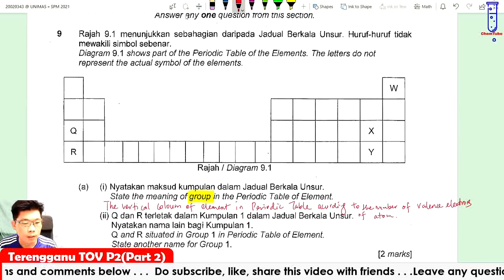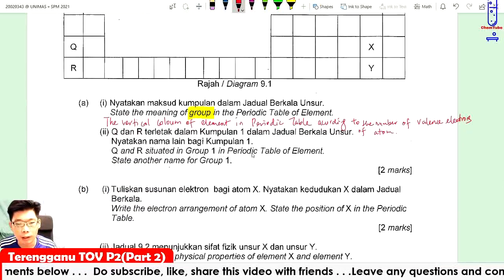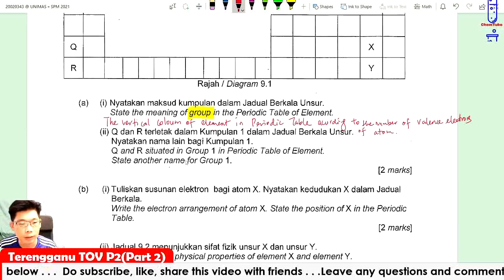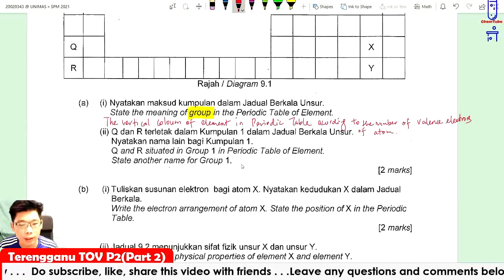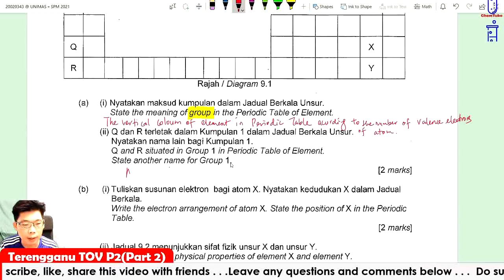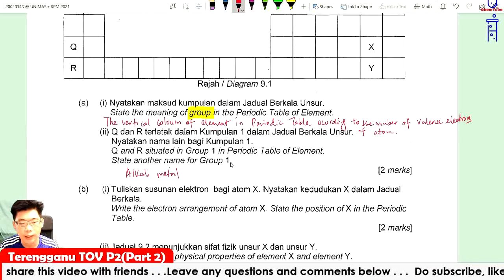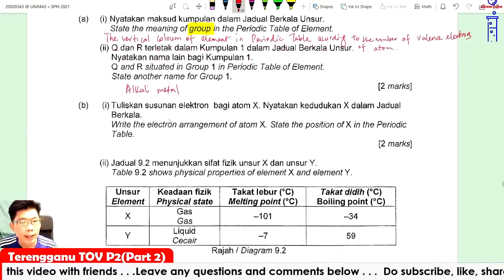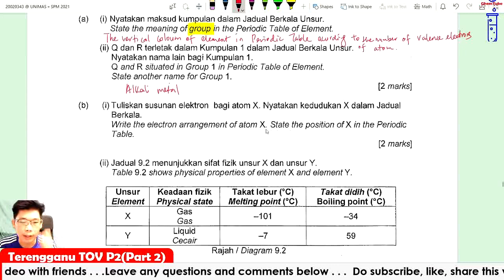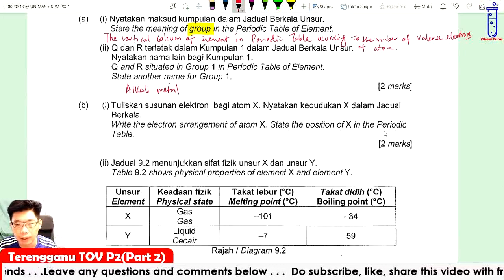Next question. Q and R are located in group 1 in the periodic table. State another name for group 1. Another name for group 1 will be alkali metal. So 2 marks. Next, write the electron arrangement for the atom X. State the position of X in the periodic table.